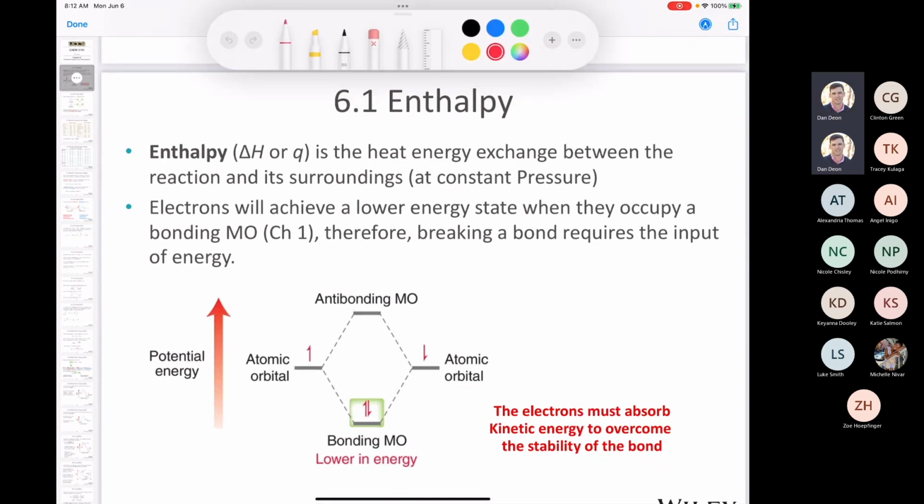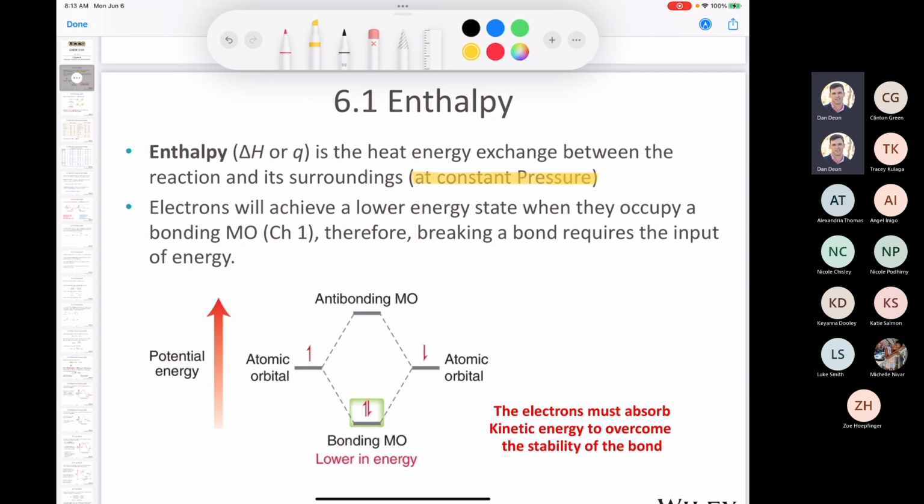We use the variable H for enthalpy. So we have delta H, which is change in enthalpy, or Q. And I'm going to explain why we can write it as delta H or Q in a second. But enthalpy, it says, is the heat energy exchange between the reaction and the surroundings. And it's important that you remember that it is at constant pressure. And in organic chemistry, we run, I'd say 99%, if not more, of our reactions at constant pressure.